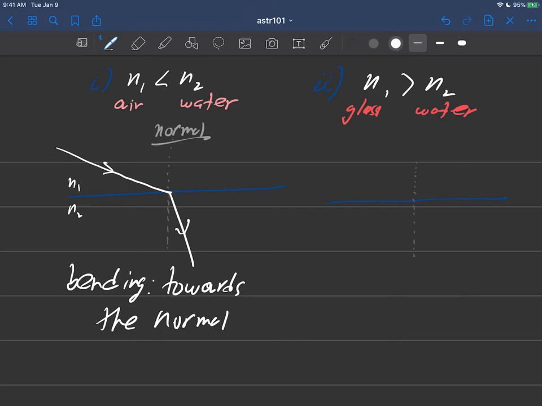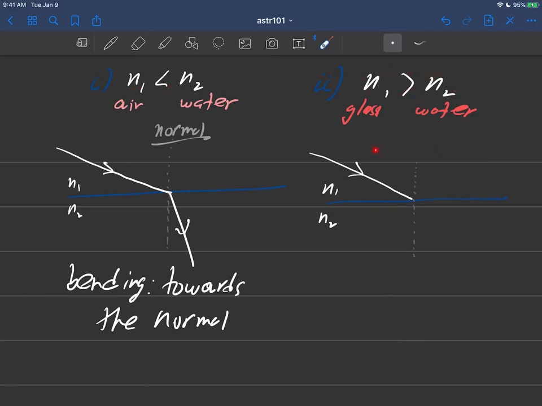And let's draw our ingoing light ray. Maybe something like this. There you go. There's the ingoing light ray. And once again, this is N1 and N2. So see, it's exactly the same setup. But what I'm telling you is that over here, N1 is bigger than N2. Over here, N1 was less than N2, but here, N1 is bigger than N2.